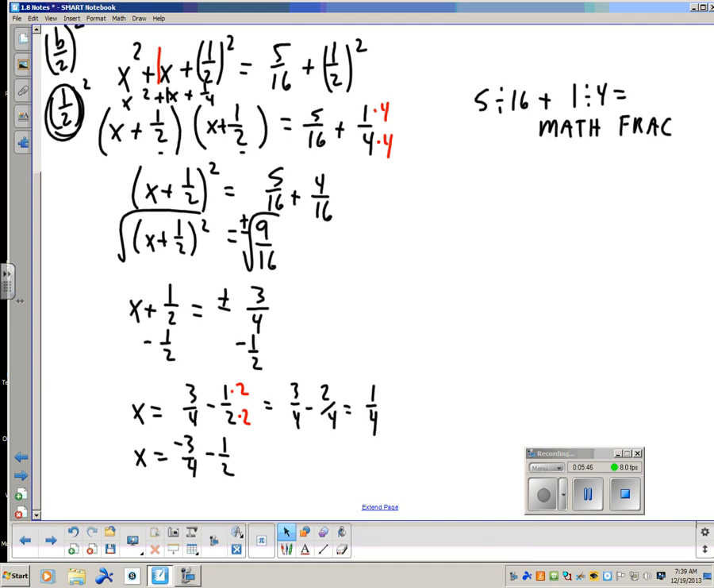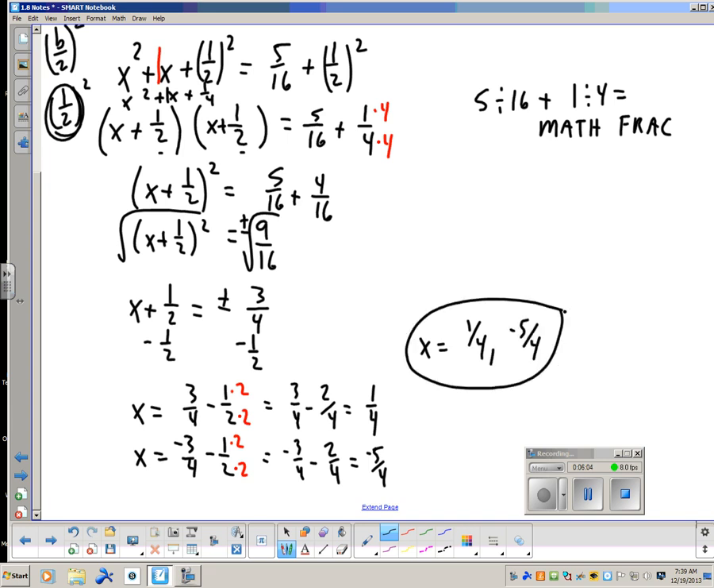Over here, common denominator equals 4. So I end up getting a negative 3/4 minus 2/4, which gives me a negative 5/4. So I have 1/4 and negative 5/4 as my two solutions there.